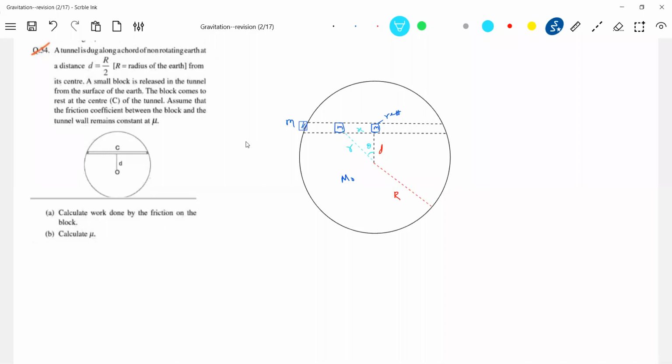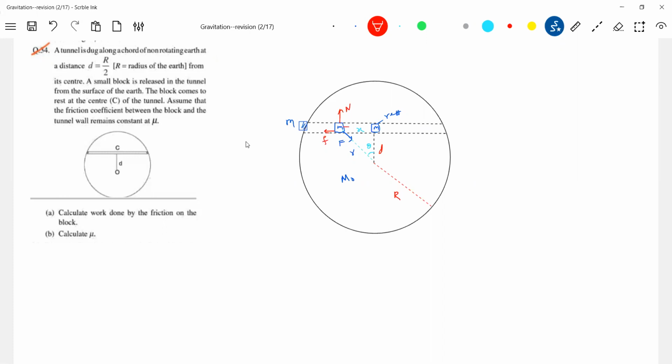Let this be X. How will the gravitational force act here? The gravitational force will act in this direction. Don't put mg here. The gravitational force will act in this direction. Then the normal contact here will be in this direction. So definitely the friction will act in this direction.